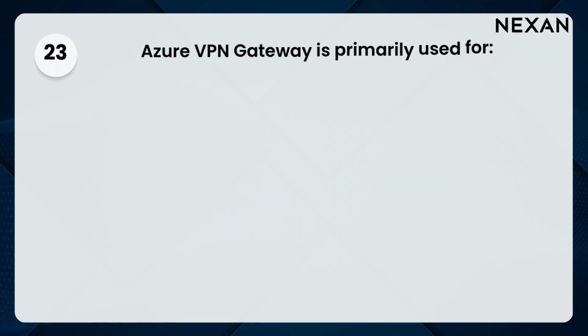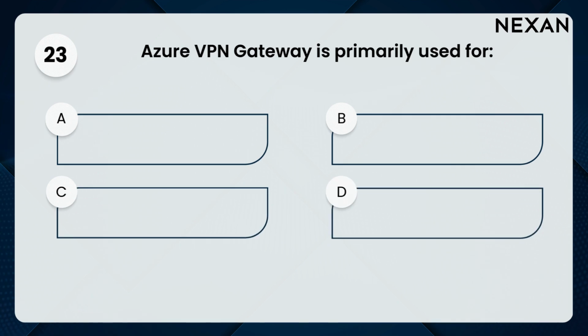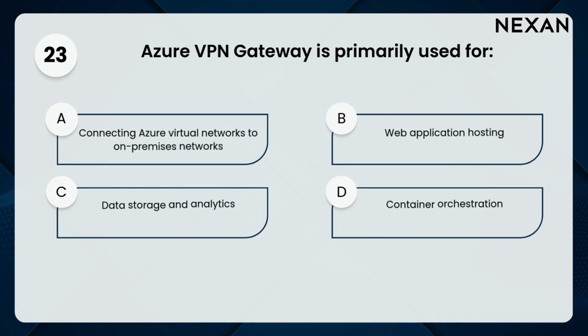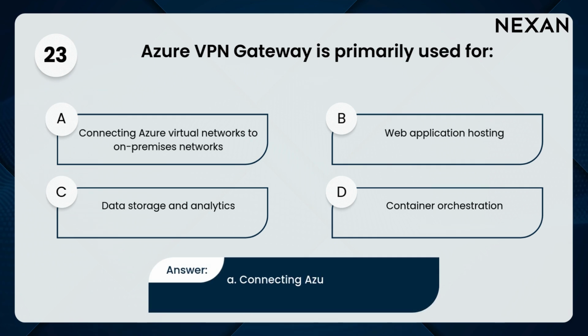23. Azure VPN Gateway is primarily used for A. Connecting Azure virtual networks to on-premises networks. B. Web application hosting. C. Data storage and analytics. D. Container orchestration. Answer. A. Connecting Azure virtual networks to on-premises networks.